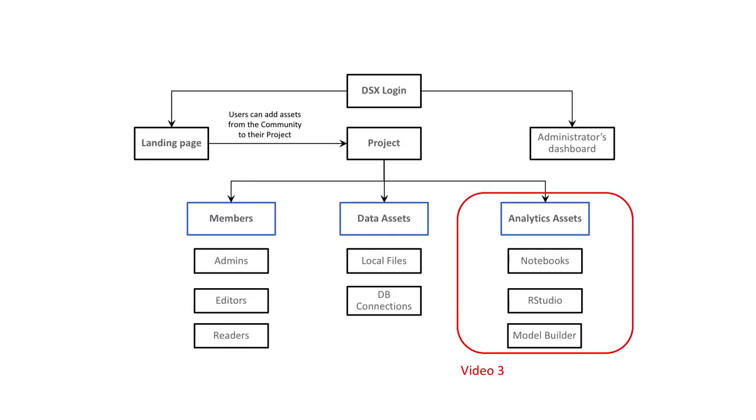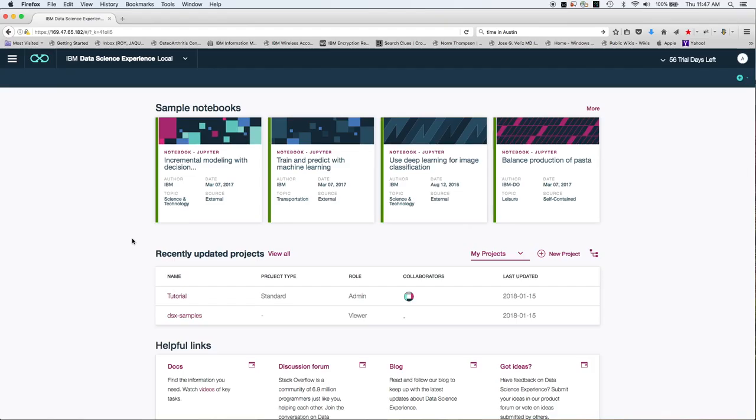In this video, we will start looking at the different types of analytics assets which can be used in DSX Local. More specifically, we will look at coding-based interfaces such as notebooks and RStudio files, as well as a higher-level interface named Model Builder, which will allow you to train, deploy, and monitor models all from the convenience of a graphical interface.